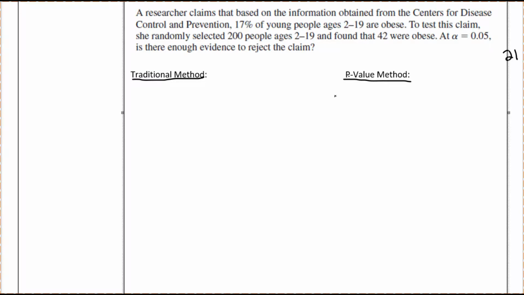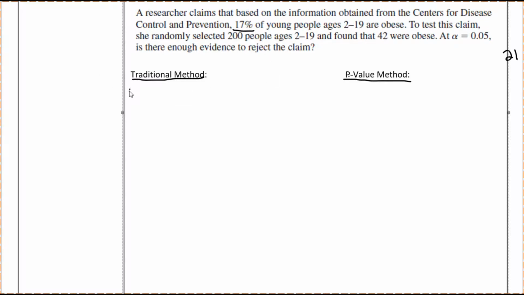So a researcher claims that based on the information obtained from the Centers for Disease Control and Prevention, 17% of young people ages 2 through 19 are obese. To test this claim, she randomly selected 200 people ages 2 through 19 and found that 42 were obese. At alpha equals 0.05, is there enough evidence to reject the claim? So clearly we're looking at a proportion because they give us percentages or fractions here. So we got a percent, and that's our claim.